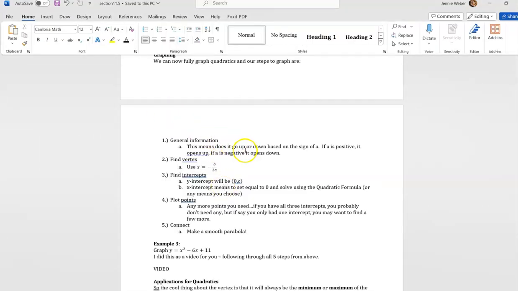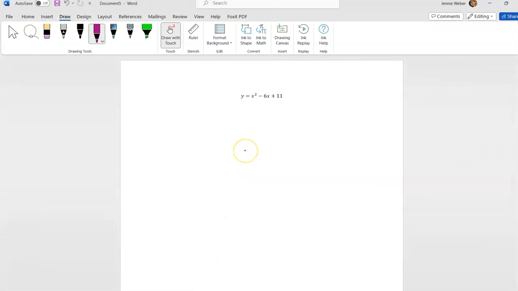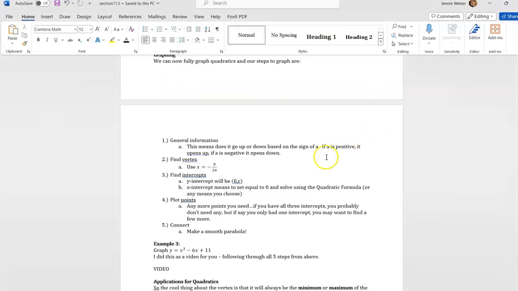So first, general information. Is it going up or down? Well, A here is 1. There's nothing out here, so this is a 1, right? So A is 1. This means this opens upwards like this, okay? If it was negative, it would open down.